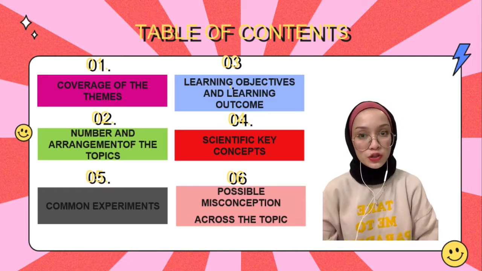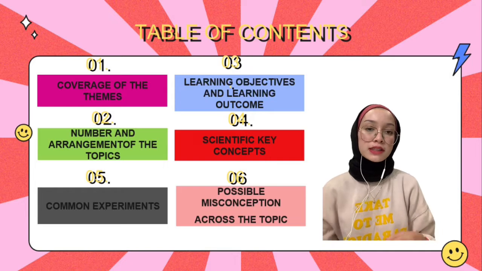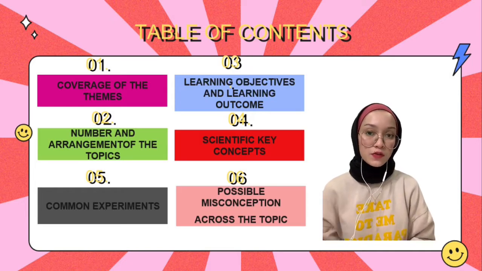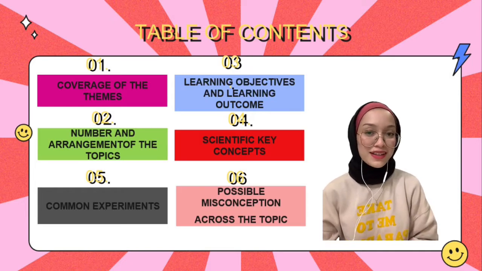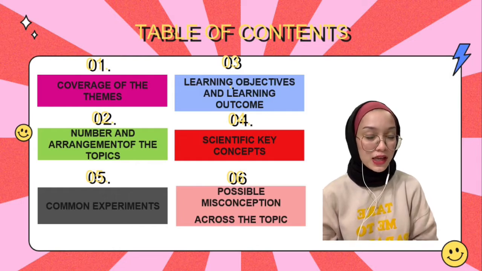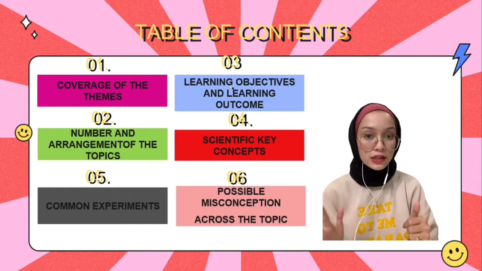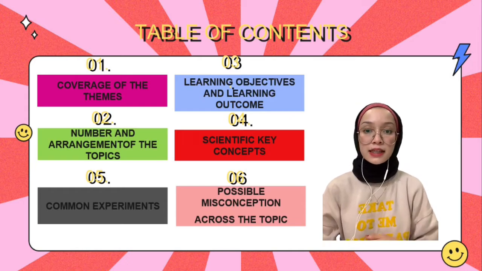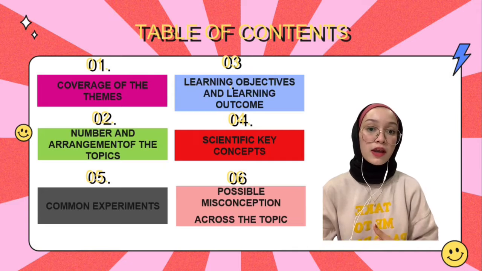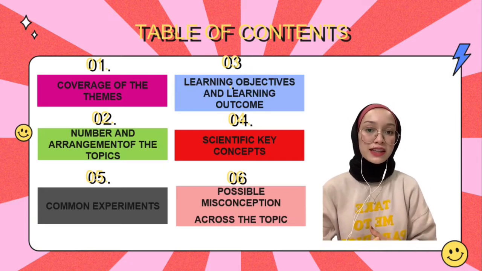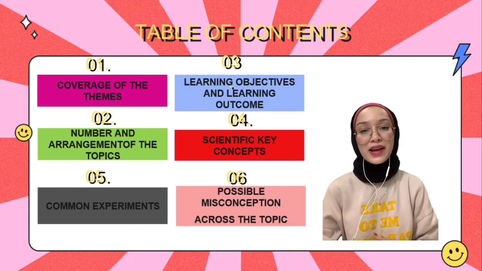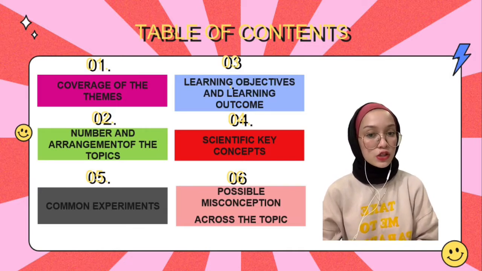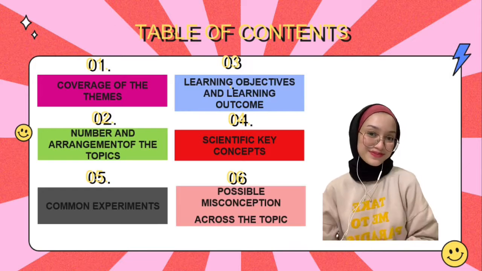Today, I'm going to share with you about our critical examination of the Science textbook Form 4. Before that, let us take a look at the table of contents first. There are 6 points in the critical examination. 1. Coverage of themes. 2. Number and arrangement of the topics. 3. Learning objective and learning outcome. 4. Scientific key concepts. 5. Common experiment, and the last one is possible misconception across the topics.